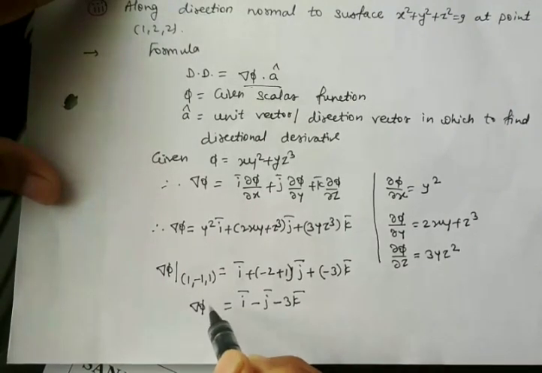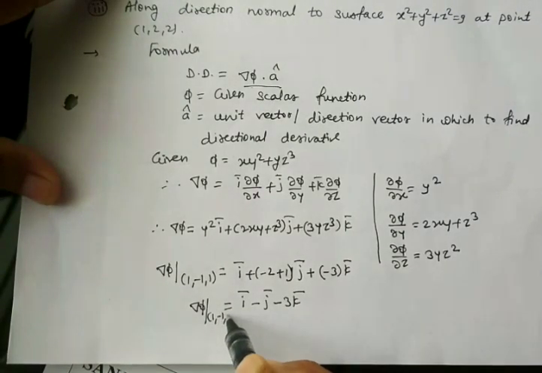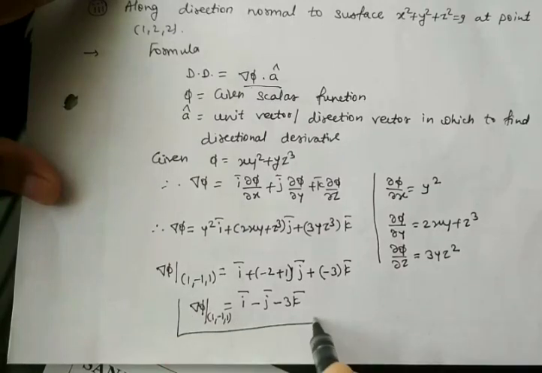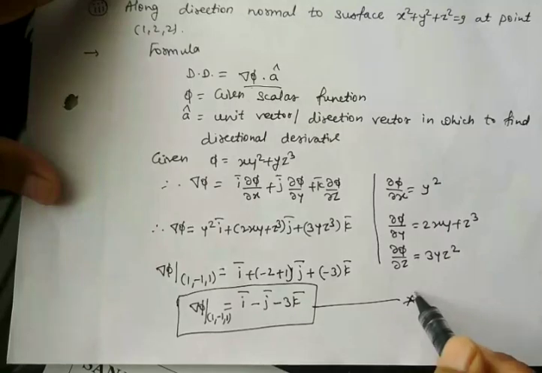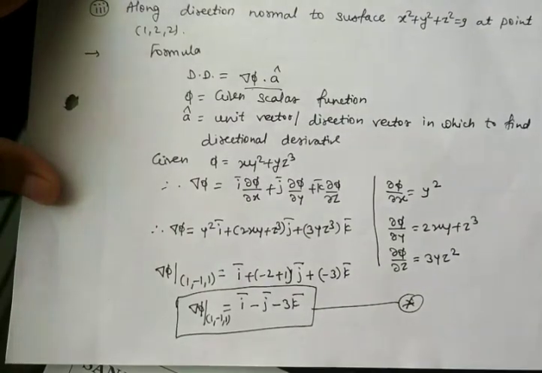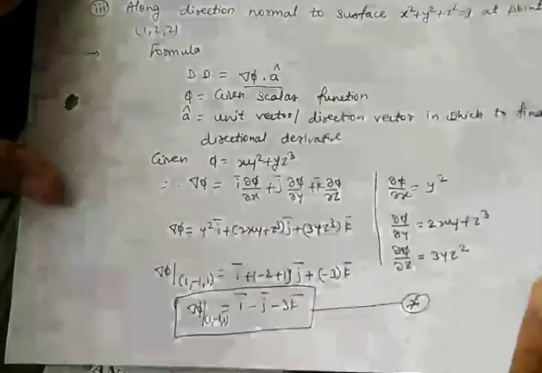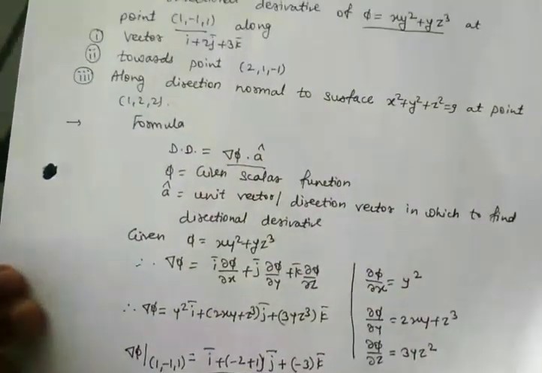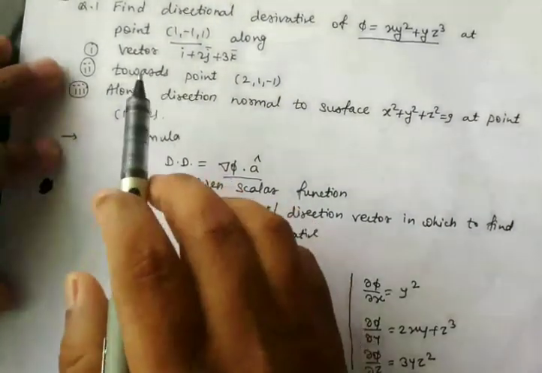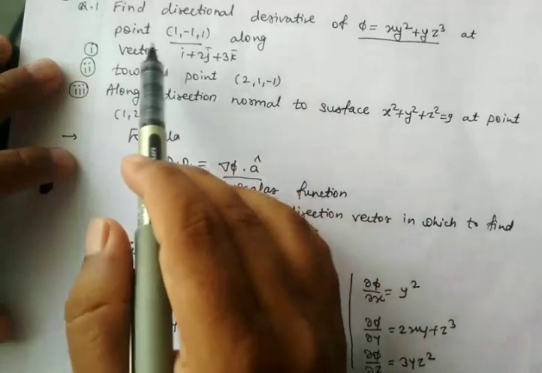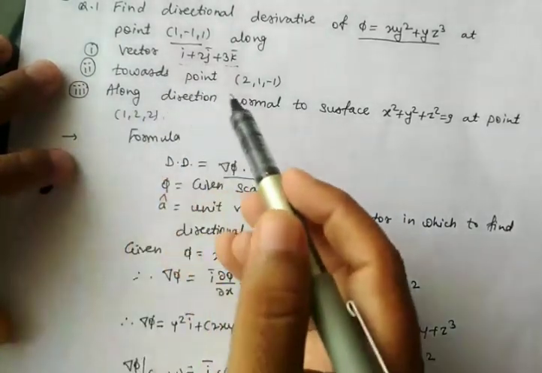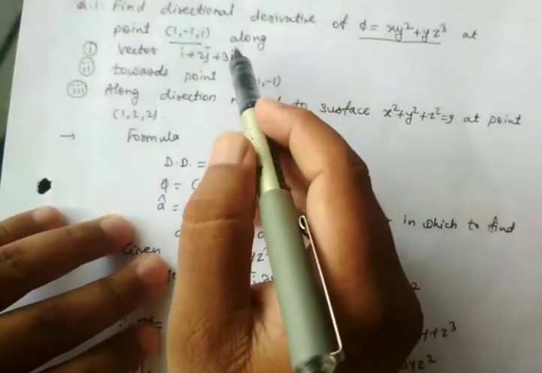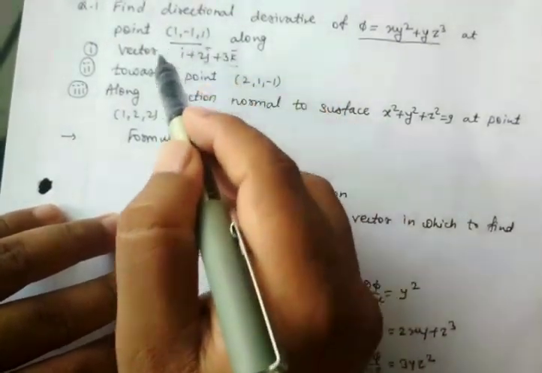This is the value of del phi at point (1, -1, 1). We have to use this value of del phi to calculate the directional derivative, so call it equation star. Now consider the first sub question. We have to find the directional derivative along the vector i bar plus 2j bar plus 3k bar. That means you have to find the directional derivative along the direction of this vector quantity.